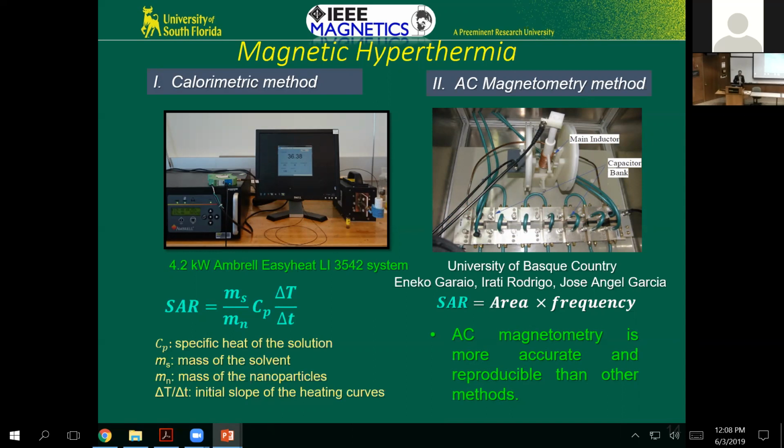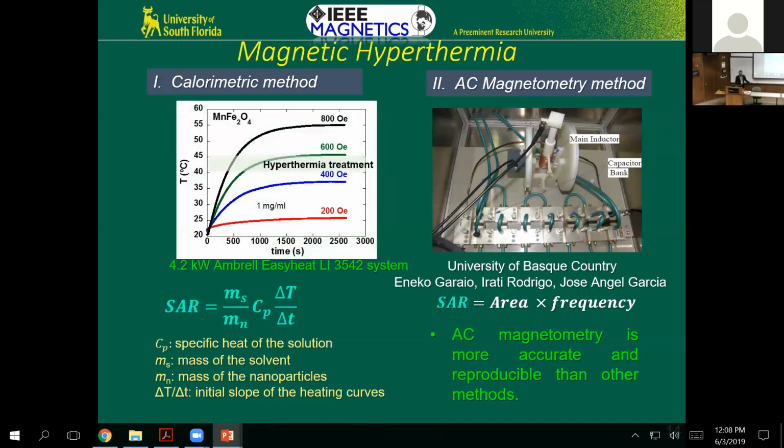So we measure the increase in temperature as a function of time, and our data looks like this. Basically, remember, that's the therapeutic window, 40 to 45 degrees Celsius. You need to heat it up to 40 to 45 degrees Celsius and hold it steady for a certain amount of time. This is for manganese ferrite nanoparticles. I'll also show you results for other systems.